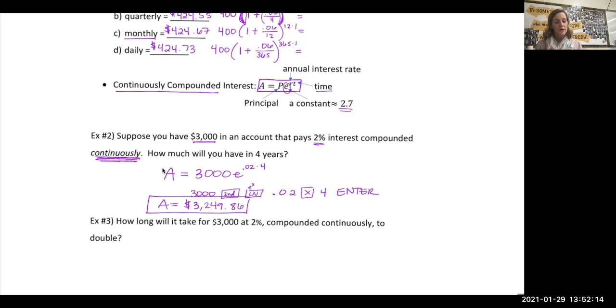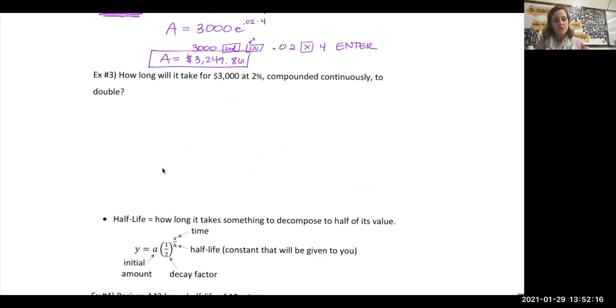Okay. Where it gets a little more challenging is when they ask you how long will it take. This is a little fancier. So how long will it take for $3,000 at 2%? Now you're going to do either guess and check, or you can graph. And this one I actually will show you on the calculator so you can see it. How long will it take for 3,000 at 2% compounded continuously to double? Okay, so think about what that means.